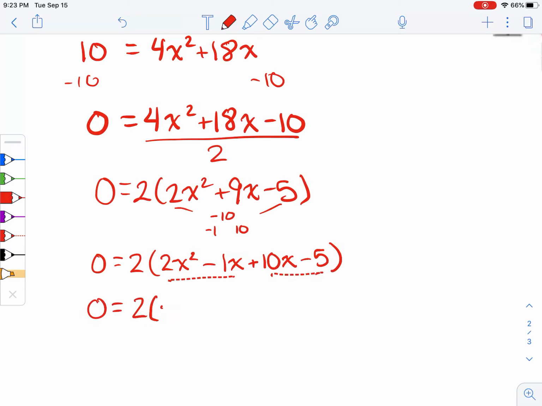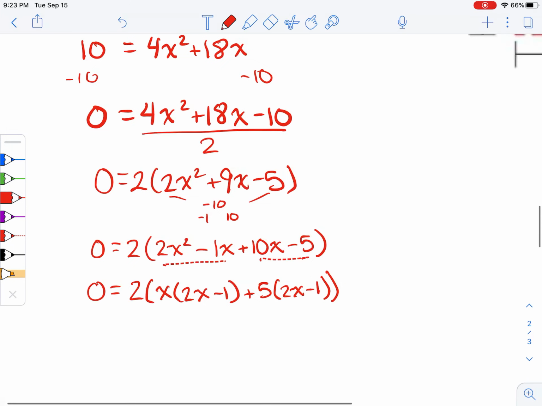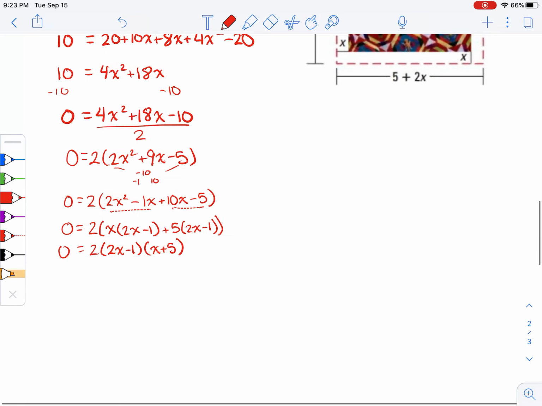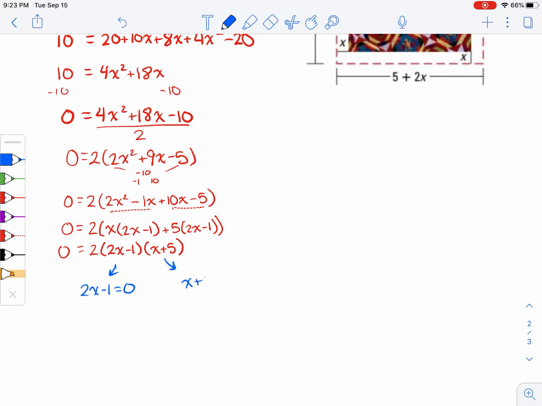From my first group, I can pull out an x, and I'm left with 2x minus 1. From my second group, I can pull out a 5, and I'm left with 2x minus 1. Then I have 0 equals 2 times my repeated parenthesis, 2x minus 1, and x plus 5. From here, I'm going to set my factors equal to 0. I can kind of ignore that 2 out front now. So I have 2x minus 1 equals 0, and I have x plus 5 equals 0. When I solve here, this would be x equals 1/2. This would be x equals negative 5.